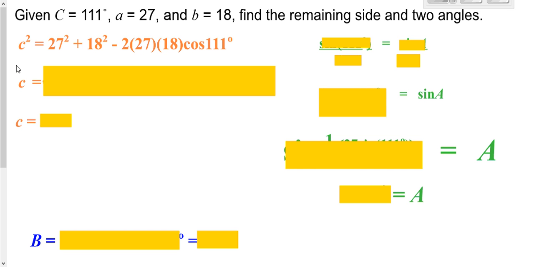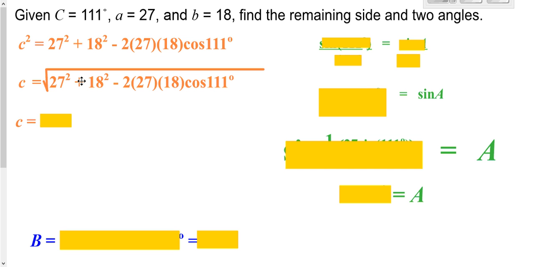Now we need to get C by itself. Well, to get C by itself, all we have to do is undo the squaring, so that means we take the square root. This is our calculator-ready form. All we have to do is just type this in exactly as you see it. You don't have to do any calculations. And you get C to be this.